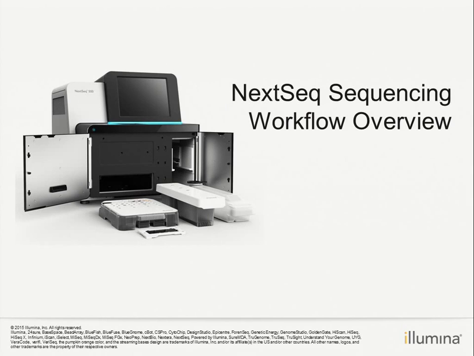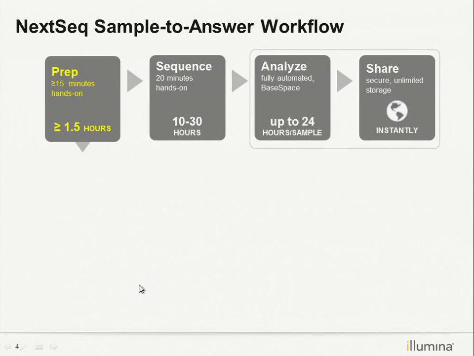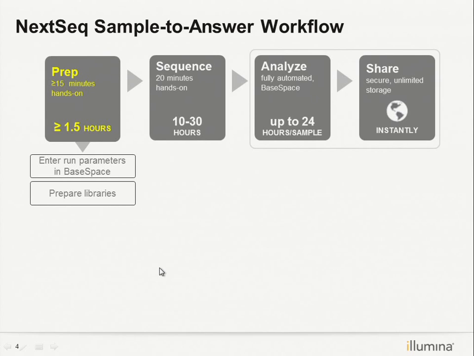This is a relatively short section about the workflow overview. I'll just go through either one. Since the BaseSpace-based configuration is more complicated than the standalone configuration when setting up your run, I'm going to go through this one. The first step is to prepare libraries, and you have to enter the run parameters in BaseSpace before you actually start the run.